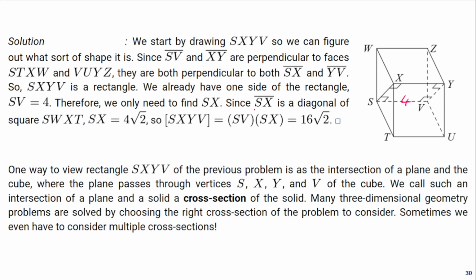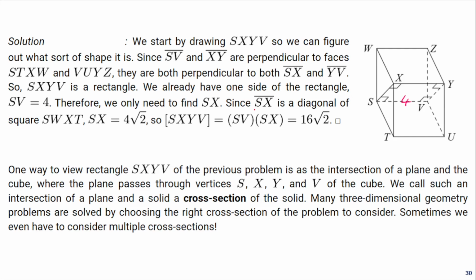Also note that one way to view rectangle SXYV of the previous problem is as the intersection of a plane and the cube, where the plane passes through vertices S, X, Y, and V of the cube. We call such an intersection of a plane and a solid a cross-section of the solid. Many three-dimensional geometry problems are solved by choosing the right cross-section of the problem to consider. Sometimes we even have to consider multiple cross-sections.